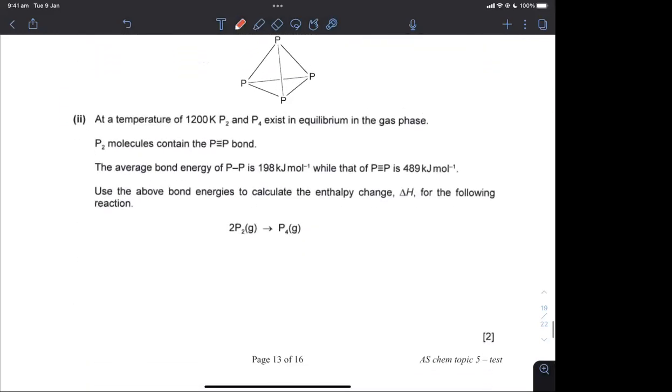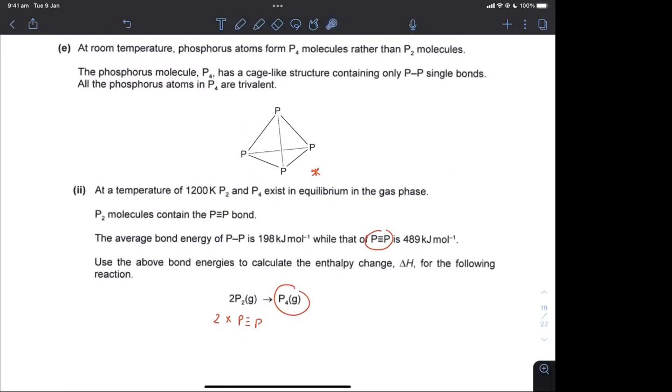Not too sure if this is the question that you wanted me to go through, but I can tell you some things. P triple P is a hypothetical thing, so this is 2 times P triple P. The P4 is as stated here. How many phosphorus covalent bonds are there? Let me ask Akila, how many phosphorus single bonds are there in P4? I need to find out how many bonds I'm breaking.